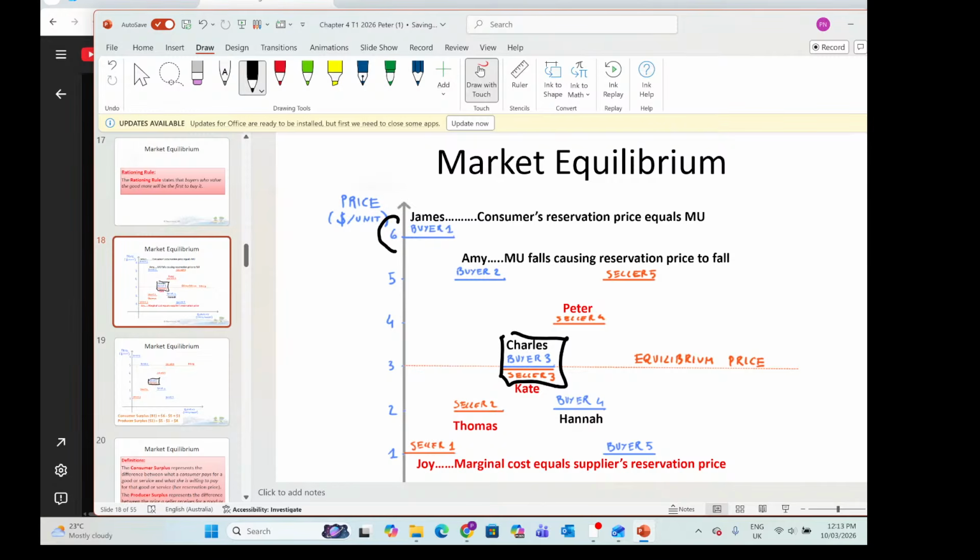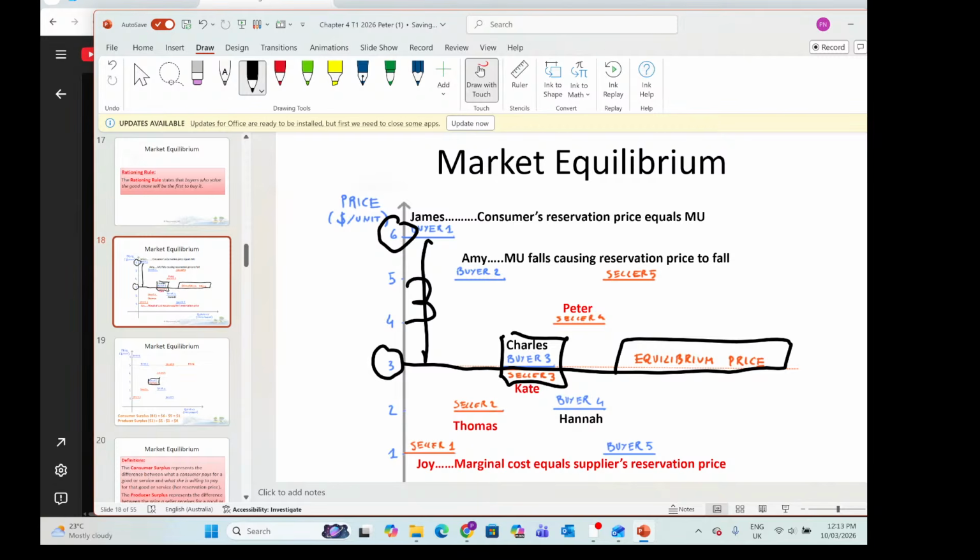James had a reservation price of 6, but the market price was 3. Everyone is paying that price. James is paying it. Amy's paying it. And Charles is paying it. So they're not paying different prices. They're all paying 3. So as far as James is concerned, I would say that James has got that product cheap because he was prepared to pay 6, but he got it for 3. He never probably consciously thought that, but he's quite comfortable with the $3.